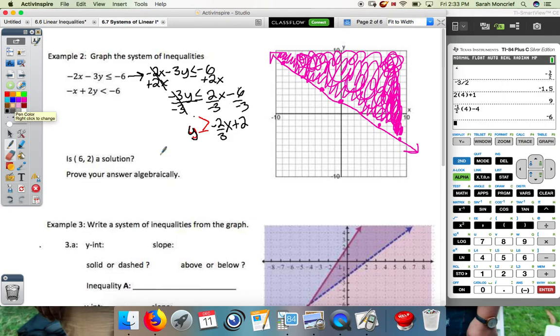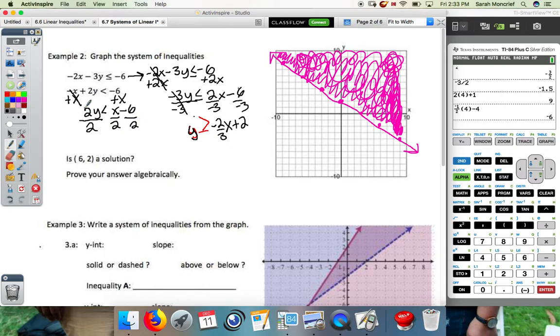We have negative x plus 2y is less than negative 6. What's the first thing we want to move in order to get y alone? You're right, we want to move the x. So add x to both sides. What happens on the left? It cancels, and we have 2y is less than x minus 6. What's the last thing we have to do to get y alone? You're right, divide by 2.